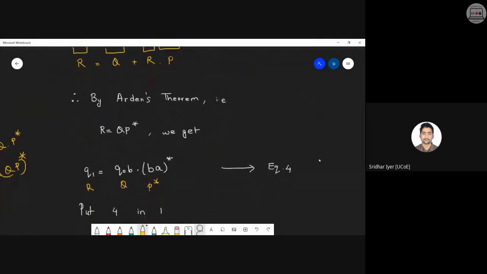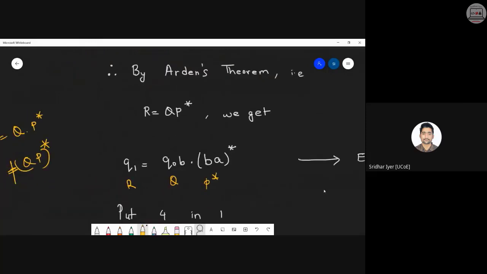What is the basic thumb rule? Have a look over here. Q1 is giving Q0B on the right hand side. So we have to find an equation which has Q0 on the left hand side and also on the right hand side, so that we can make the substitution. Basically, we have to make it R is equal to Q plus RP, right? So we have to make a substitution where Q1 is present over here and Q0 is present over here.